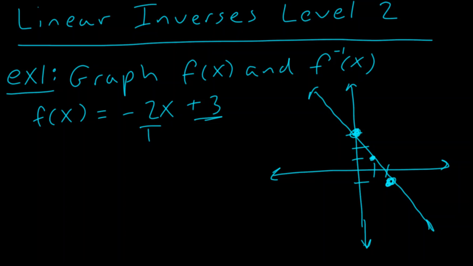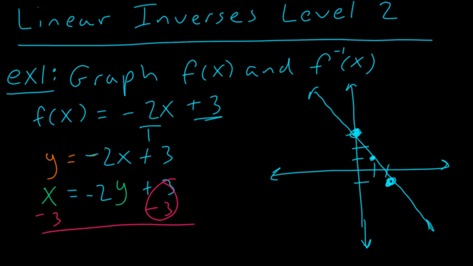Well, notice we change our f of x to y is equal to negative 2x plus 3. We then know that we're going to swap our x and our y. So now x is equal to negative 2y plus 3. And now let's go ahead and solve for y. So we know that we're going to subtract 3, of course that cancels. And now we have x minus 3 is equal to negative 2y. Of course, from here, we're going to divide everything by negative 2.